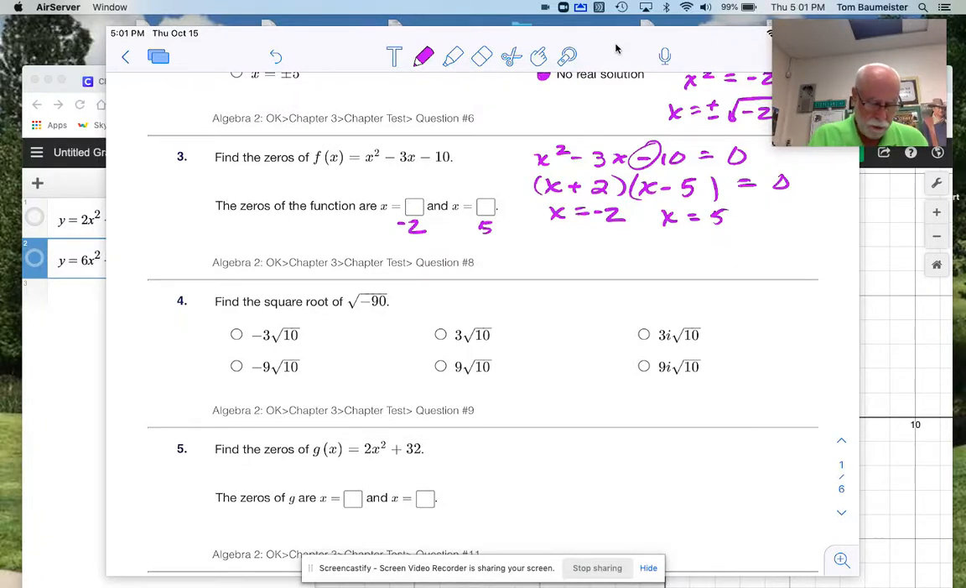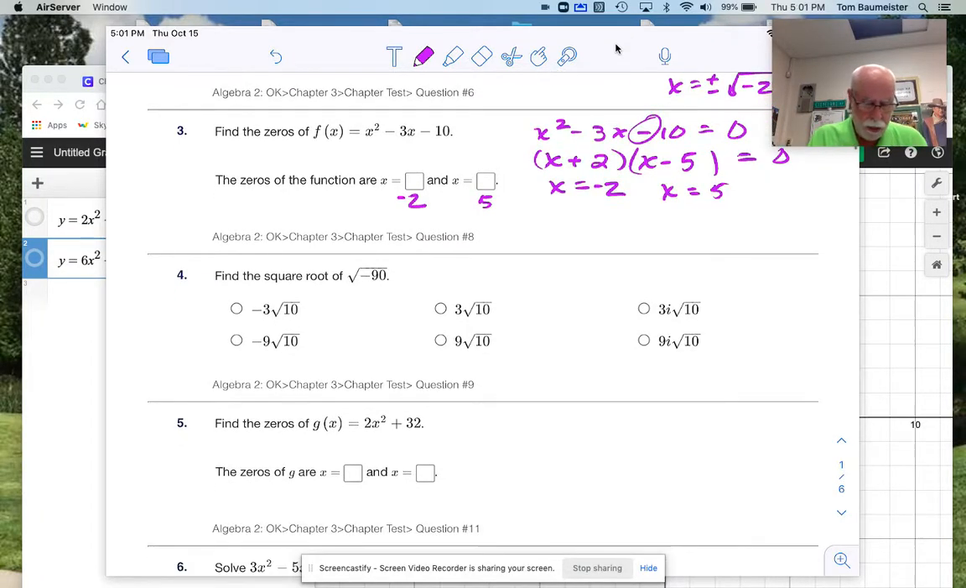Number 4, find the square root of negative 90. So again, here's a thing to remember. Whenever I have a negative under the radical, remember that became the square root of negative 1. And we know that the square root of negative 1 is equal to i. All right? So knowing that, ladies and gentlemen, just look what we just did. We just got rid of this answer, this answer, this answer, and this answer, because we know it has to have an i in it.